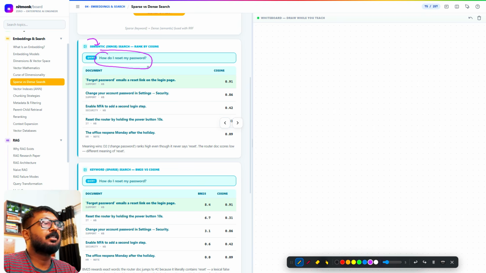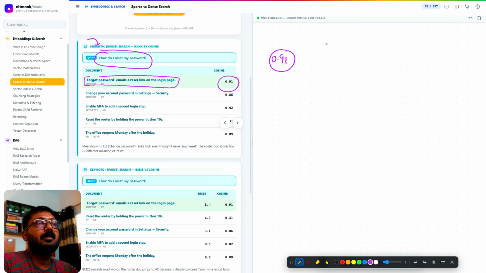If someone asks a question, and you have a list of documents we're trying to search, the document says "forgot password, email a reset link". Look at the cosine similarity: it's coming 0.91, correct? Closer to 1. Understood? Closer to 1 means the angle between them is almost 0. 0 means they are sitting very close to each other. That's why this is there.